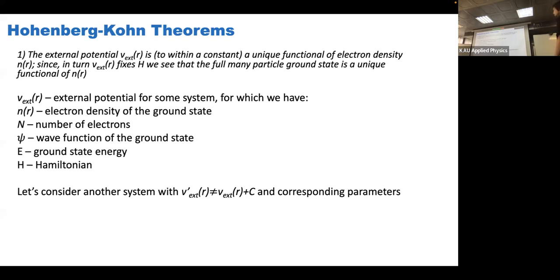Okay, how to prove it? The external potential is a unique functional of the electron density. We have electron density n(r), N the number of electrons, psi some wave function of the ground state, E the ground state energy and H the Hamiltonian.